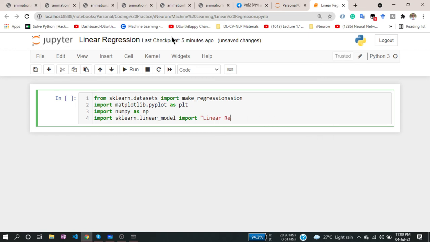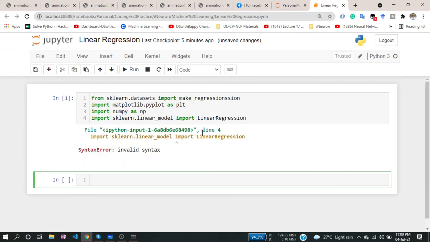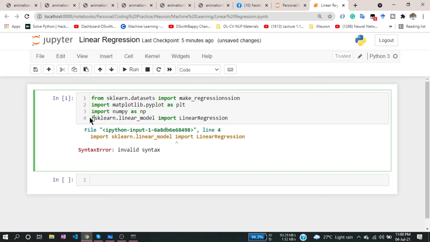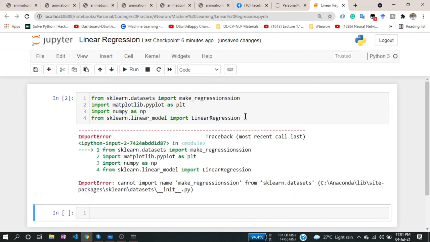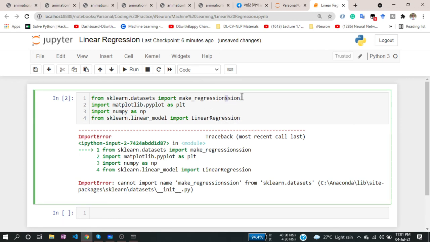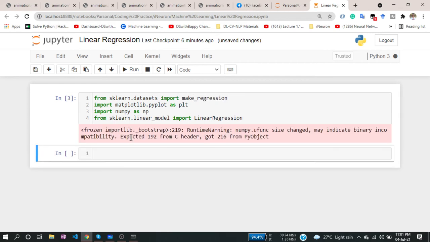Why is it doing like that? Oh, okay, sorry, I had typed it wrong. Yes, that's why. LinearRegression, that's fine. Okay, make regression. Yeah, now it's good.